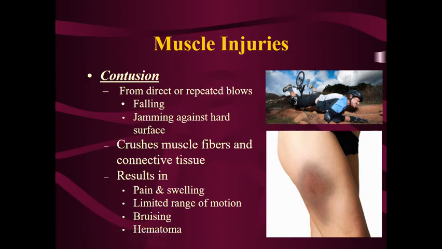Muscle injuries. There's a few different kinds of muscle injuries, and muscle injuries in general have a long period of healing. A contusion is from direct or repeated blows. This could be from falling or jamming against a hard surface. This crushes the muscle fibers and connective tissue wrappings around those fibers. And this can result in pain and swelling. It can limit the range of motion, bruising, and a hematoma or bleeding within the muscle.